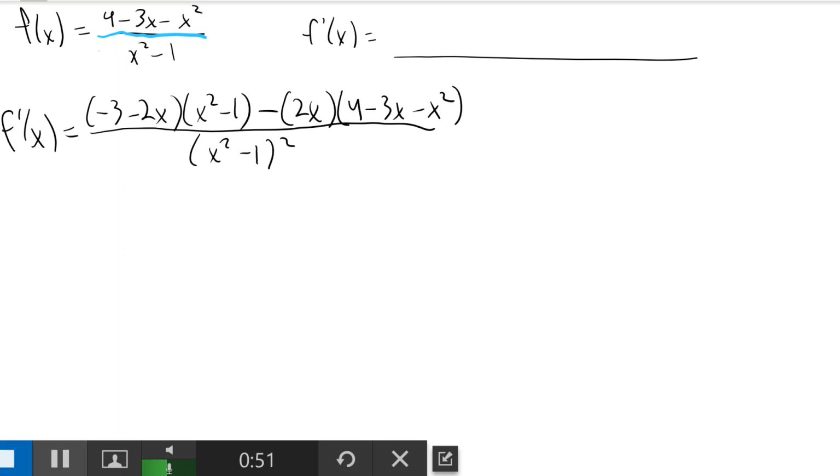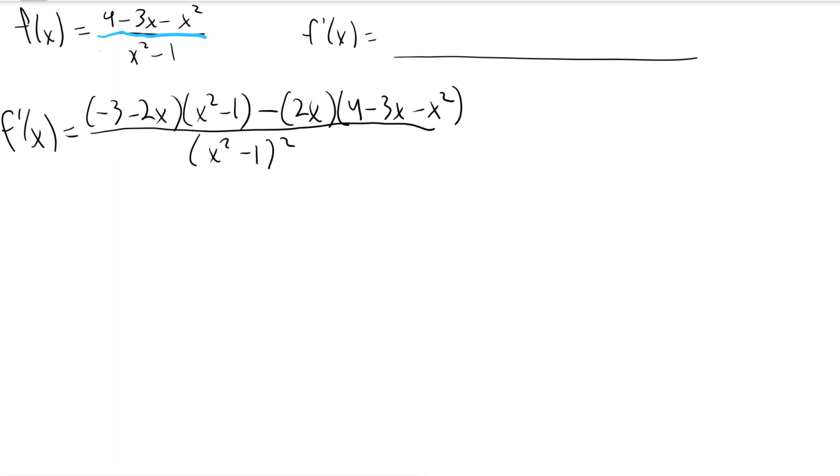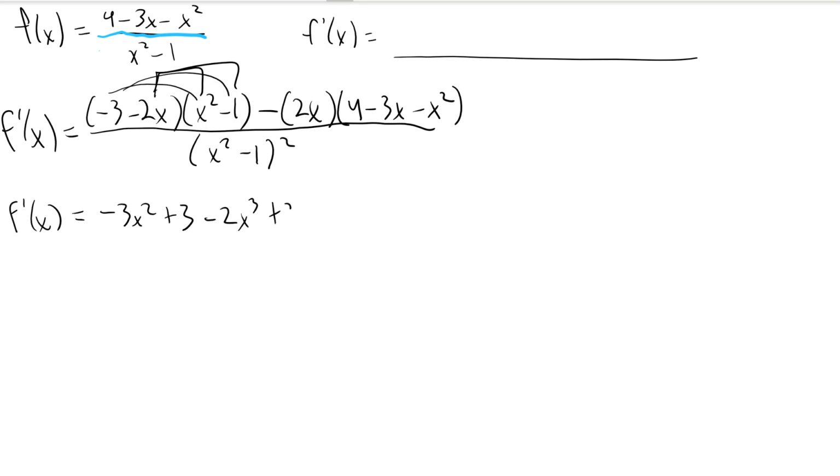Okay, so here is our derivative, although it still looks pretty messy. So to clean it up a bit, we can do some distributing here and some distributing here, and then combine a bunch of like terms. So -3 times both of those, and then -2x times both of those. Got to make sure we keep up with this negative sign, so treat this like a -2x, and distribute that 3 times.